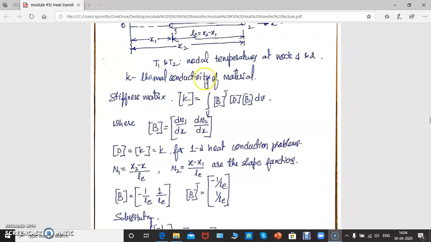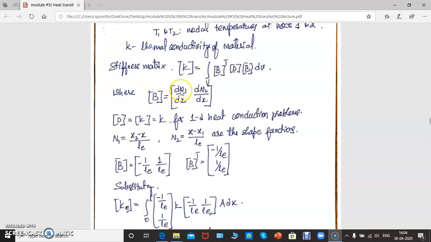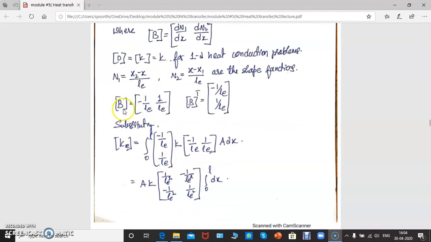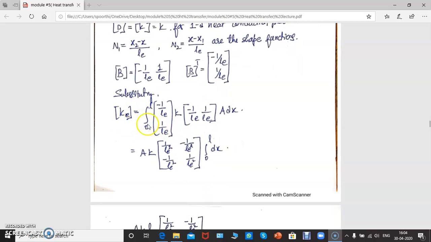Now the thermal conductivity of the material, the stiffness matrix K, you know that it is the volume integral of B raised to T D B dV. So B is nothing but dN1/dx, dN2/dx. Now D is equal to K because it is 1D heat conduction. Now N1, N2 are given, and B is also given because if you differentiate this you will get this answer, B raised to transpose. Then substituting all that, you do this integral 0 to L of B transpose D B. So you have to just integrate that.